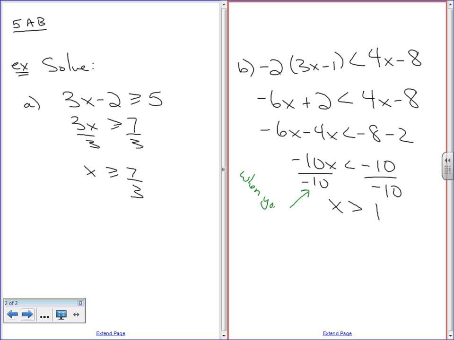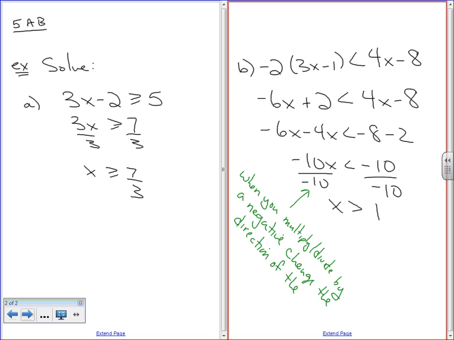When you multiply or divide by a negative, change the direction of the inequality. So that's really the only part you have to remember.